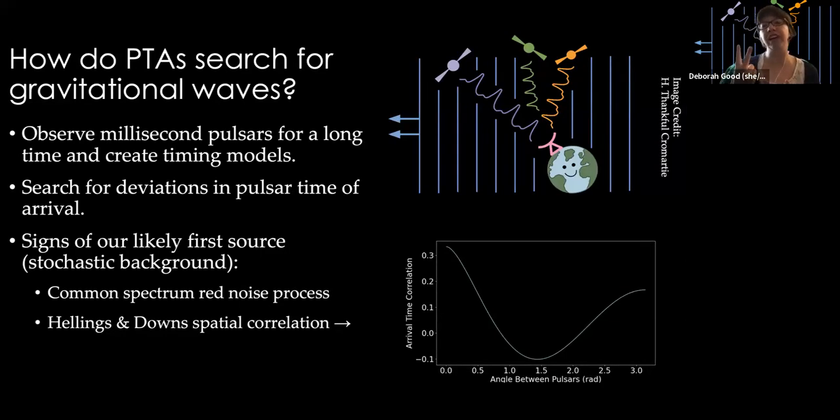And we're looking for two things to say we have a gravitational wave: a common spectrum red noise process, so not an individual pulsar red noise process, but a red noise process in all of the pulsars, and also a Hellings and Downs spatial correlation, which is just that stretching and squeezing. It has an analytical shape that makes a plot like the one on the right.